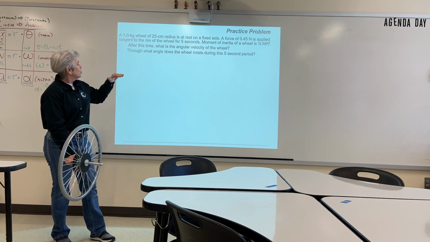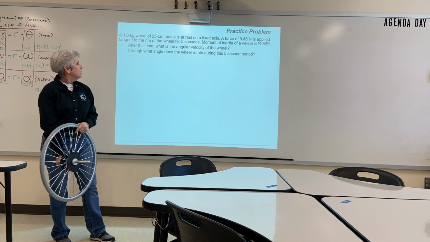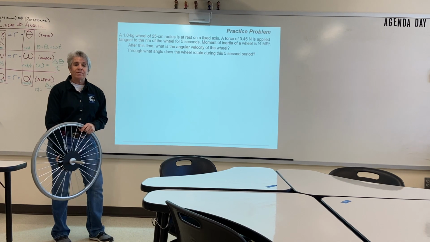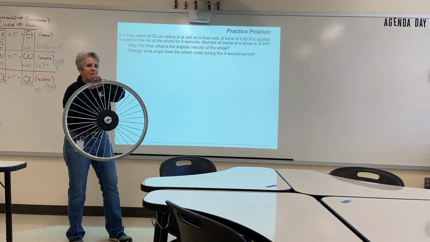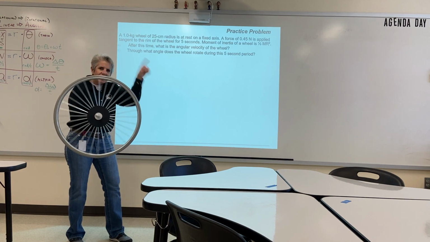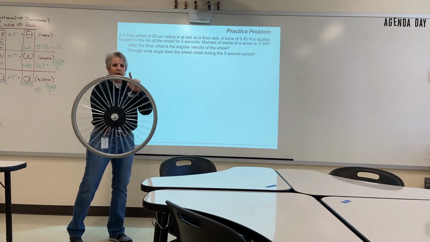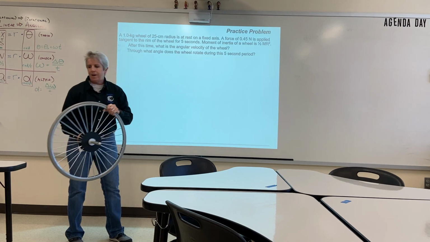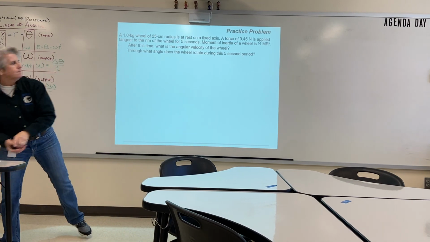After the 5 seconds, what is the angular velocity of the wheel, and through what angle does the wheel rotate during this 5-second period? In other words, you've applied this tangential force. After 5 seconds, what's the spin rate of this wheel, and how far did it go, through how many radians did it go to get there? Okay, so let's see if we can figure that out.